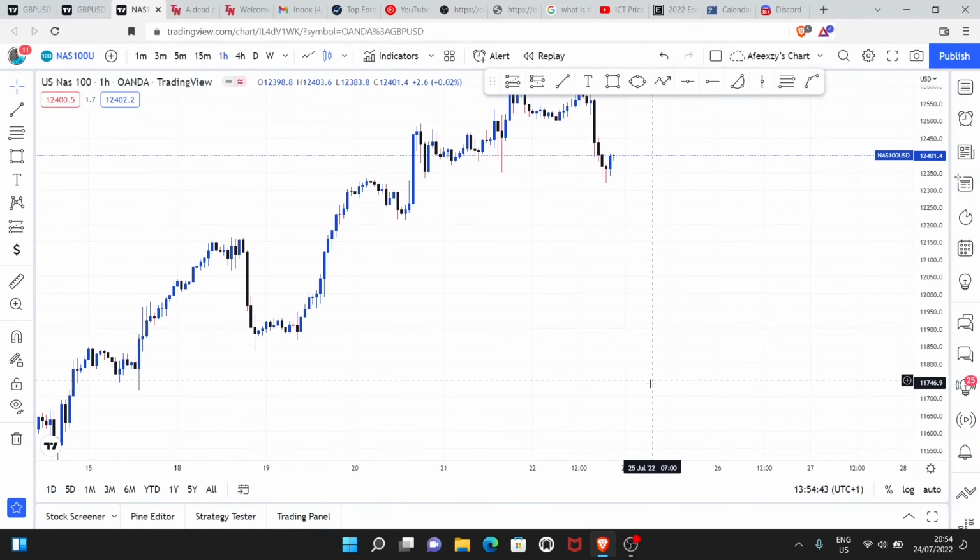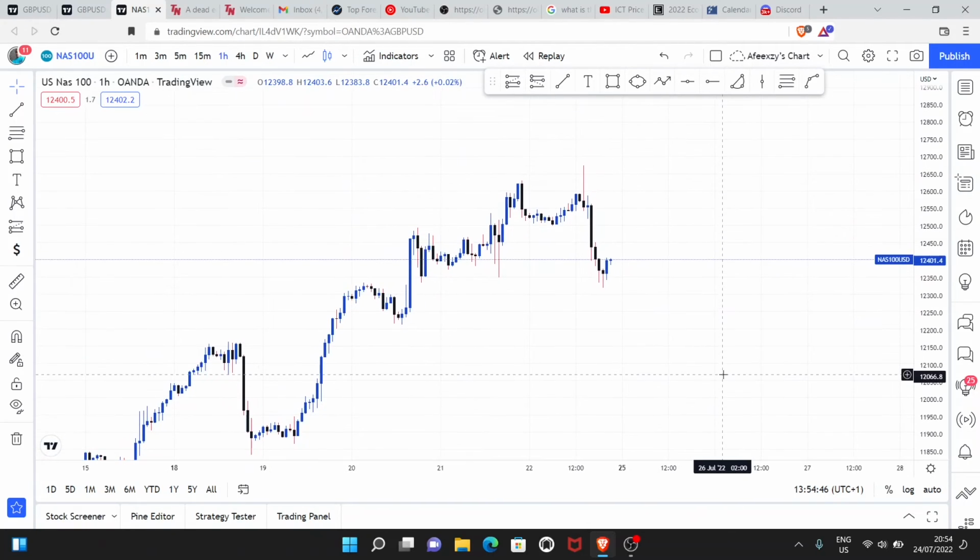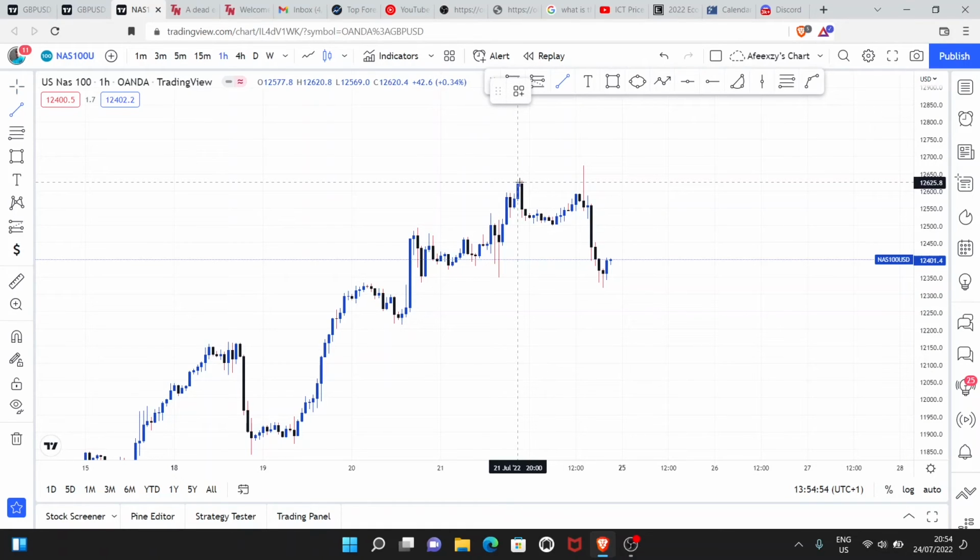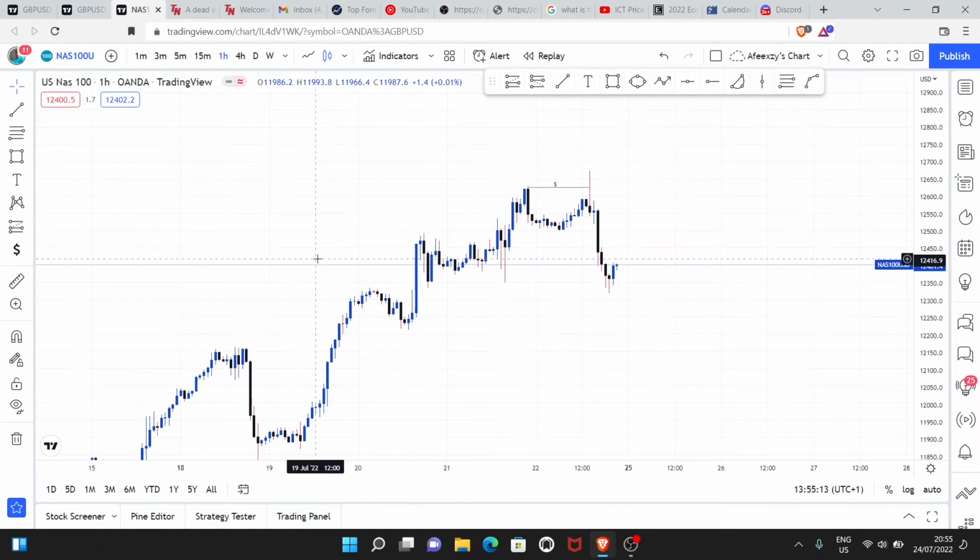On the 1-hour time frame, I can see a nice move here. A liquidity grab here. A change in market structure here. Change in market structure here. A pullback to this zone will be a nice shorting opportunity.